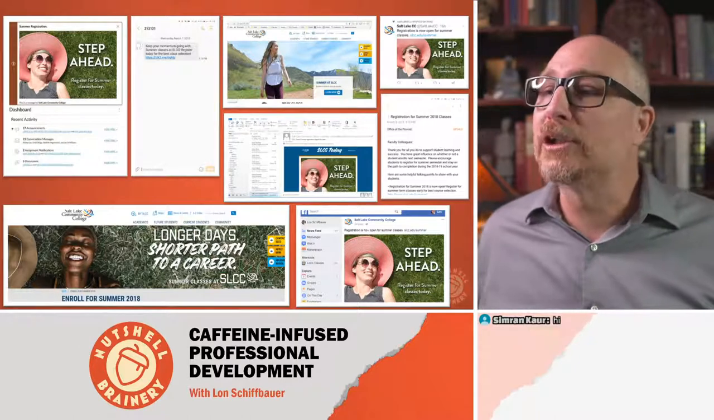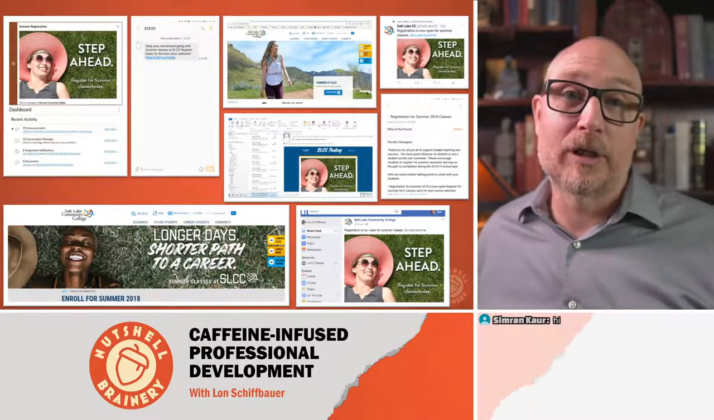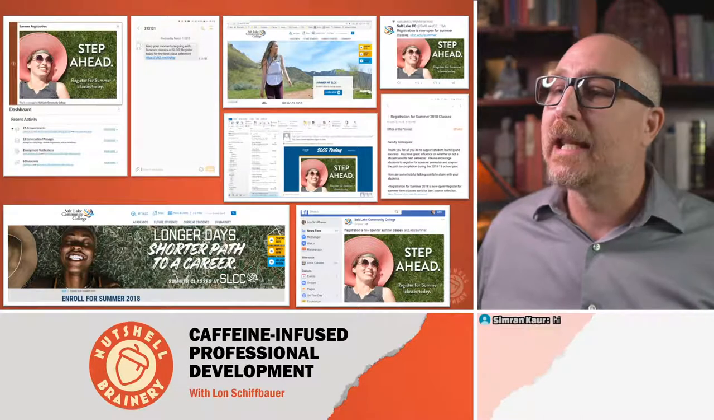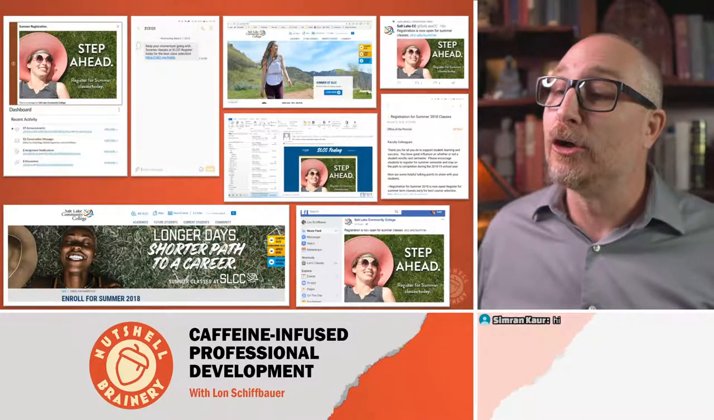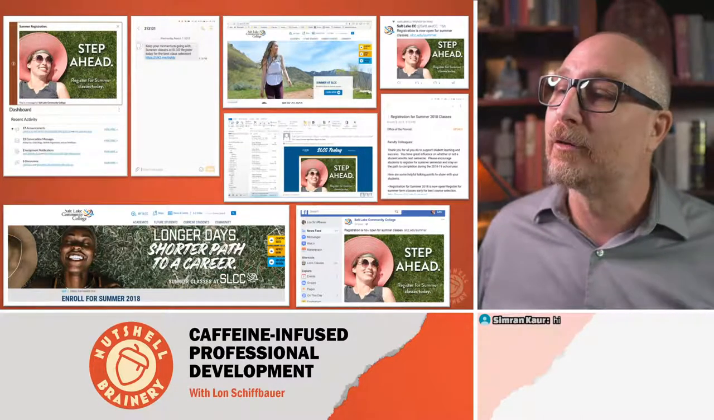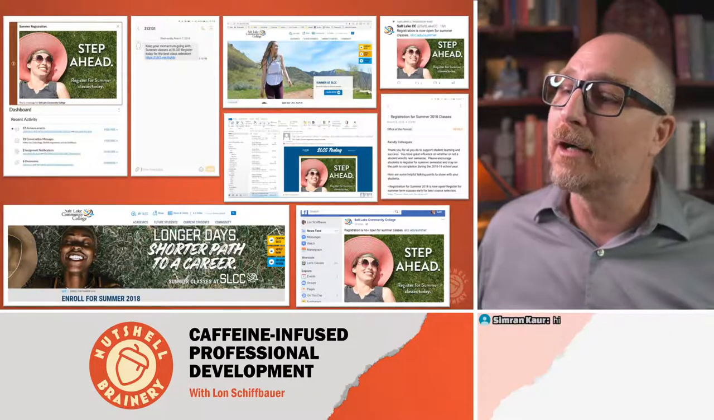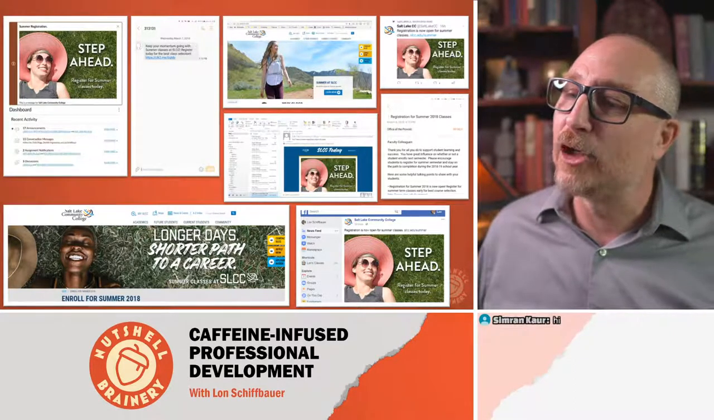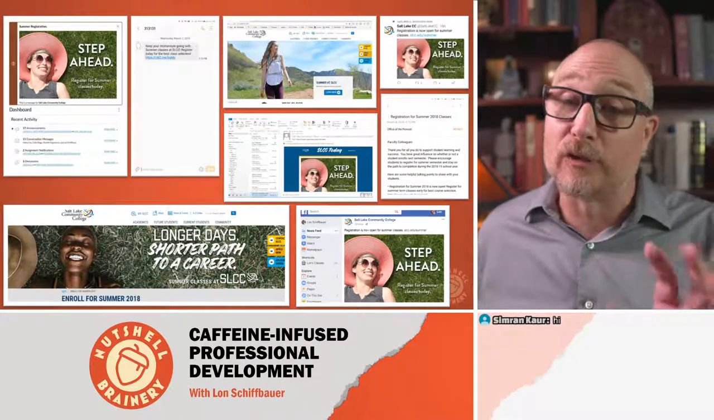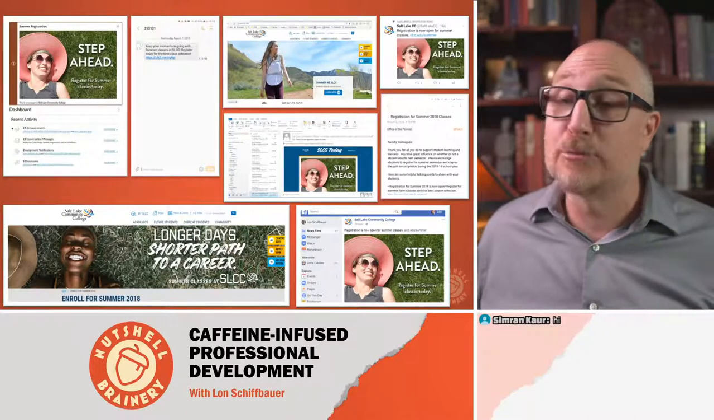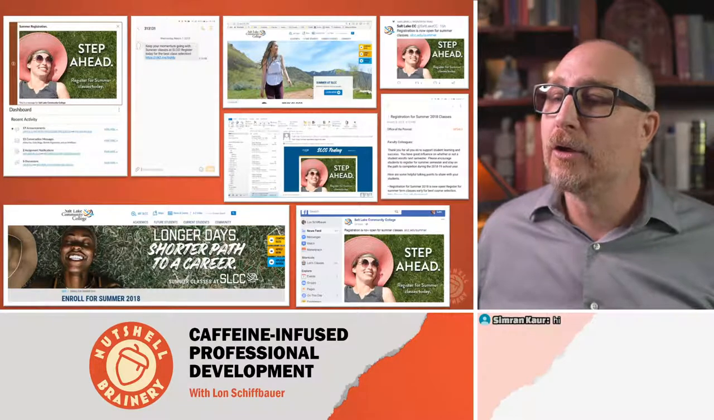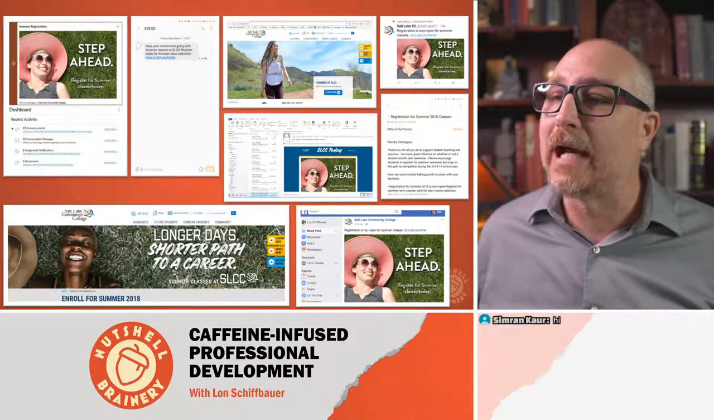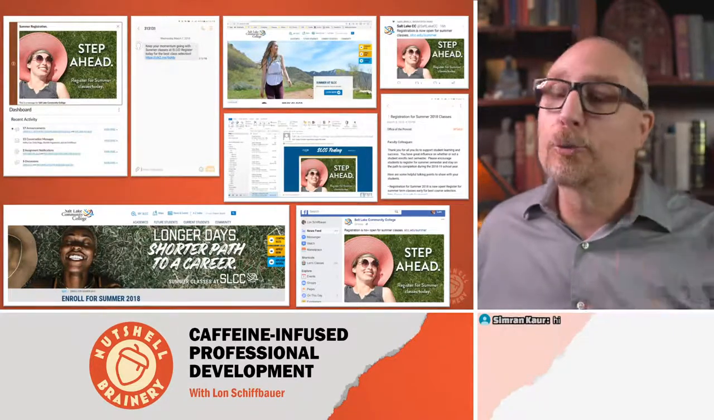You'll also notice all these channels have a common look and feel. A girl in a hat laying on the grass. Girl with a hat next to her laying on the grass. Girl taking a walk with grass in the background. Same picture, except for a couple, but even those that are different have the same sort of look and feel. Girl, grass, hat.